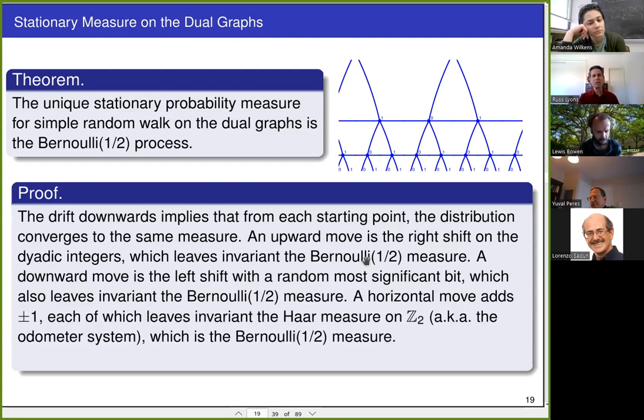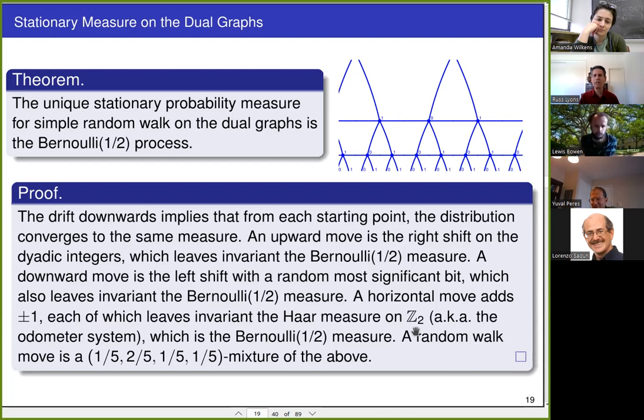Now our horizontal move is either going to move to the right or to the left, with equal probability. This is addition. This is the most complicated move, right? Addition in the dyadic integers. The dyadic integers are a compact group. This is also known as the odometer system. And adding plus or minus 1 with equal probability leaves invariant the Haar measure. This is a group addition. So it also, which is Bernoulli 1/2, leaves it invariant.